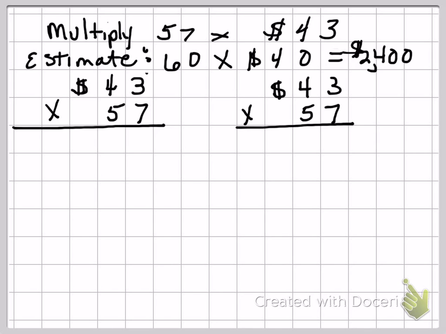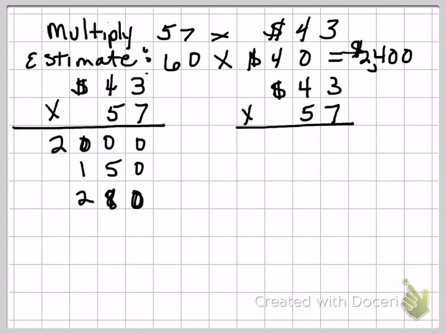All right, in the first one, we're going to use partial products. So I have $43 times 57. I put $43 on top because of the dollar sign. So let's take a look. If I'm going to start in the greatest place value, I've got 50 times 40. I know that that's 2,000. I know that 50 times 3 is 150. I know that 7 times 40 is 280.